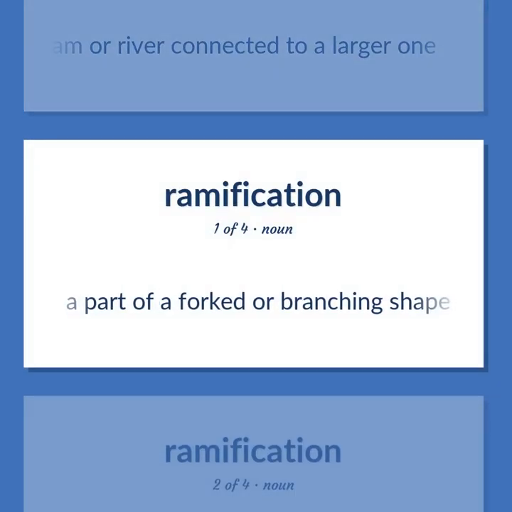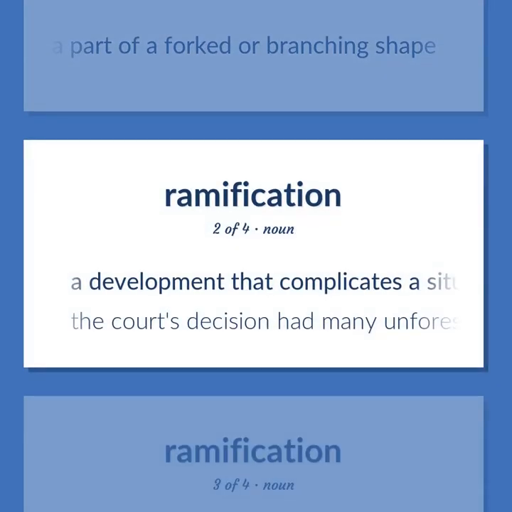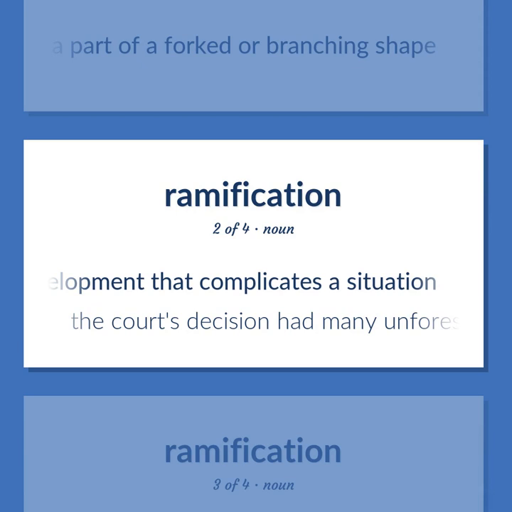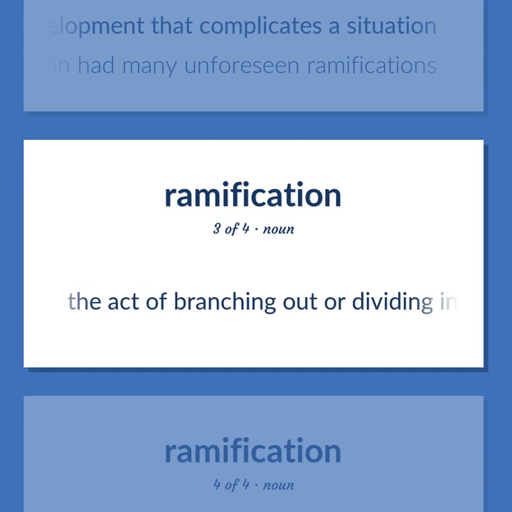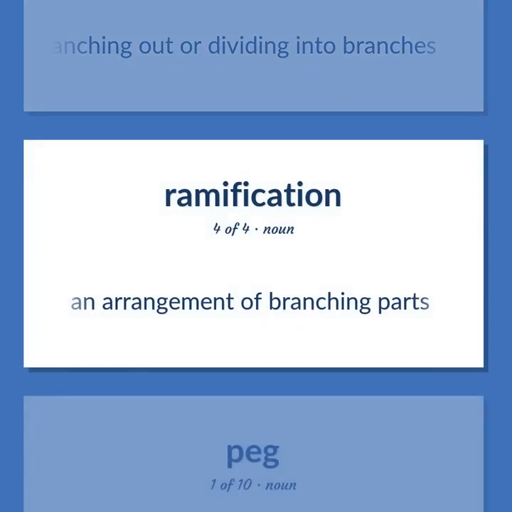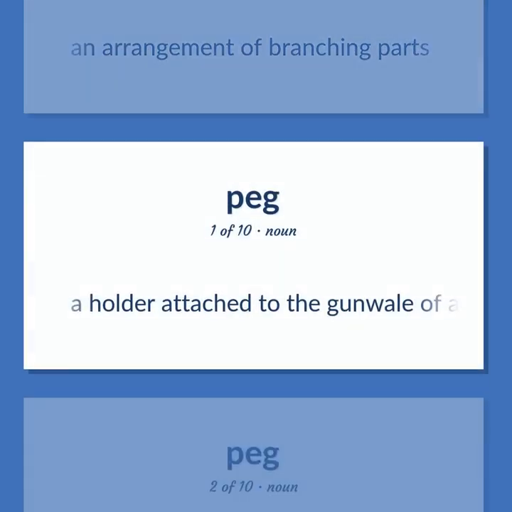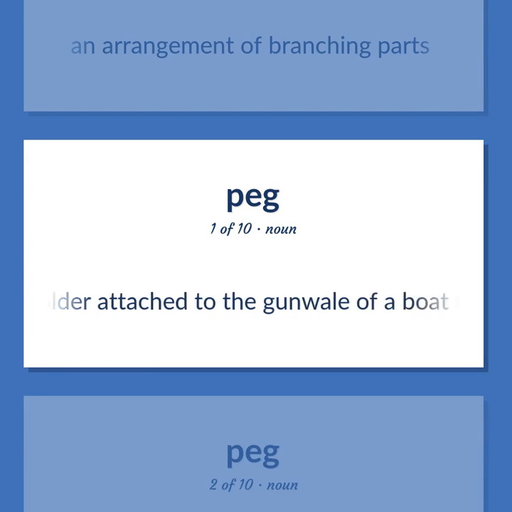A part of a forked or branching shape. A development that complicates a situation. The court's decision had many unforeseen ramifications. The act of branching out or dividing into branches. An arrangement of branching parts. A holder attached to the gunwale of a boat that holds the oar in place and acts as a fulcrum for rowing.